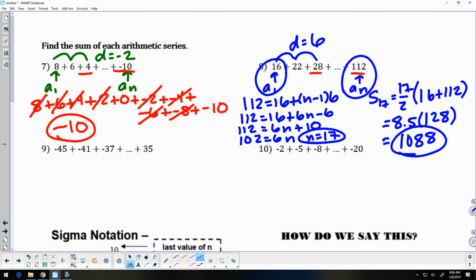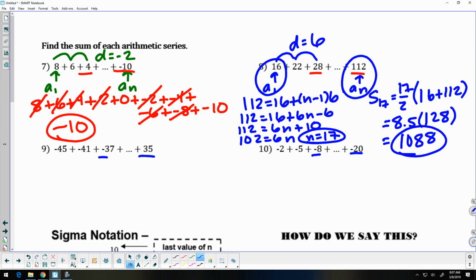Again, you could find those missing numbers, like I said, for the first one. I probably wouldn't do that for number 9. Number 9, I would probably use the formulas, because that's a big jump from negative 37 to positive 35. Number 10, though, this one's not too bad, going from negative 8 down to negative 20, because it looks like you're subtracting 3 each time. So kind of up to you on how you'd like to do that.